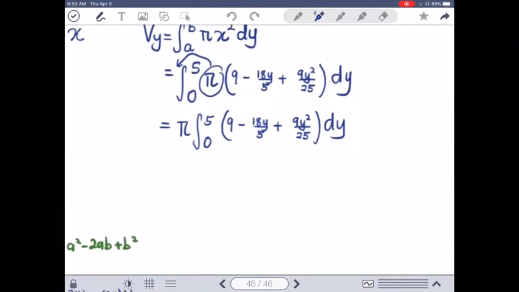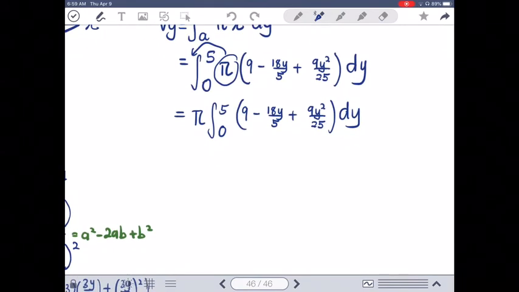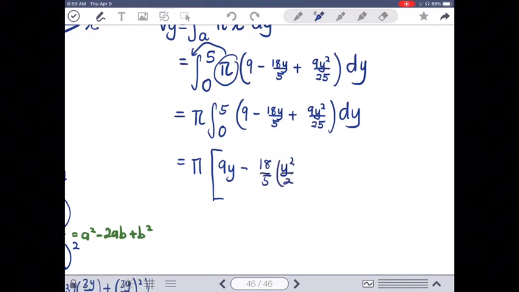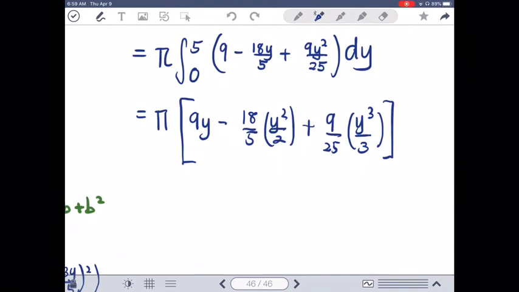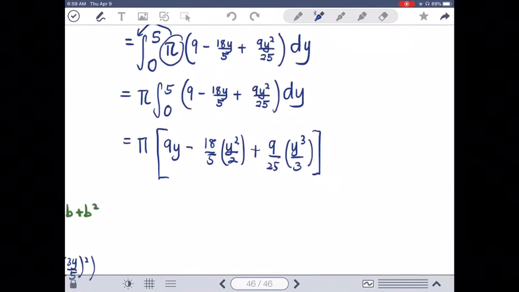Now we do our normal integration. So pi times with 9y minus with 18 over 5 y squared over 2 plus with 9 over 25 y to the power of 3 over 3. Okay, and our boundaries is from 0 until 5.